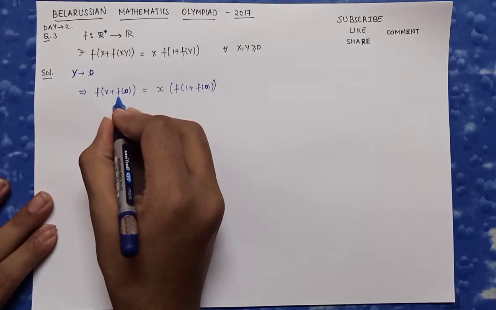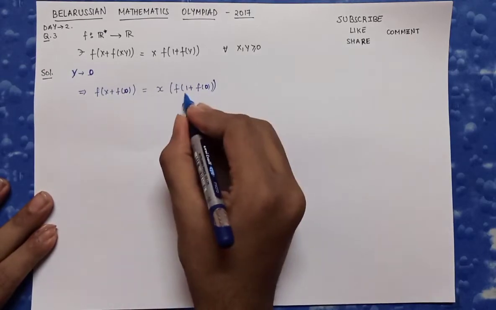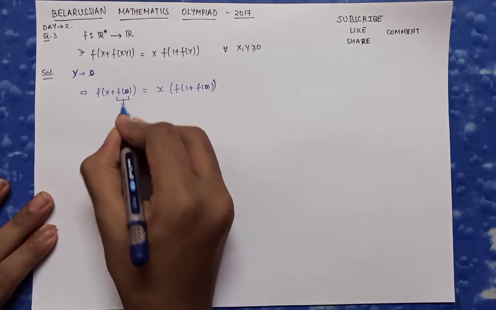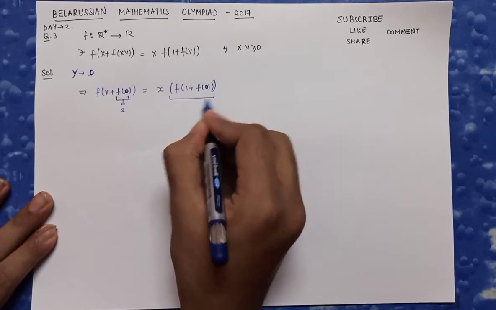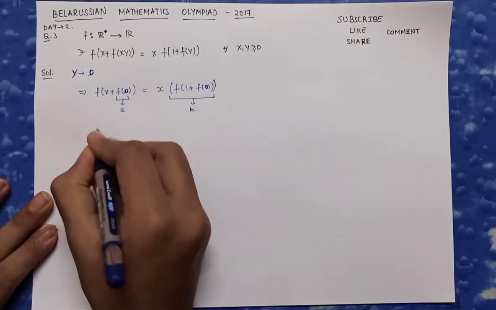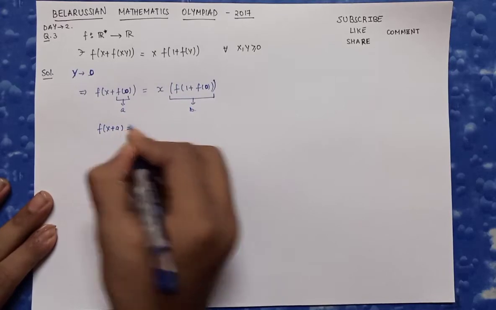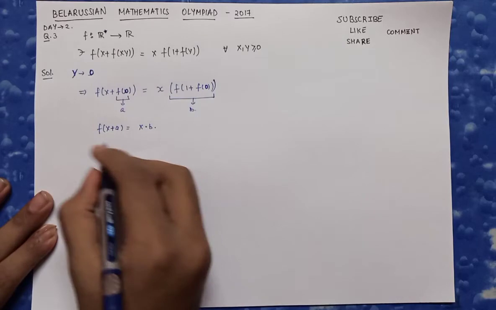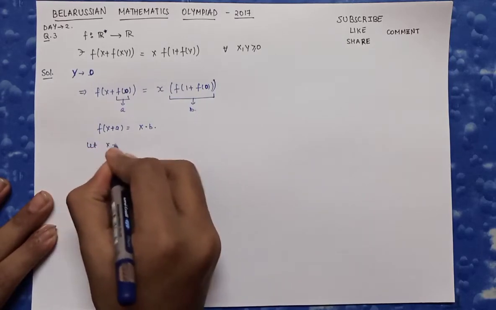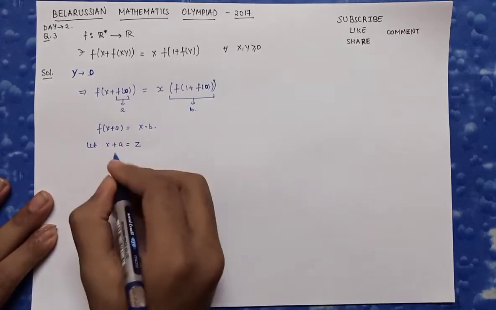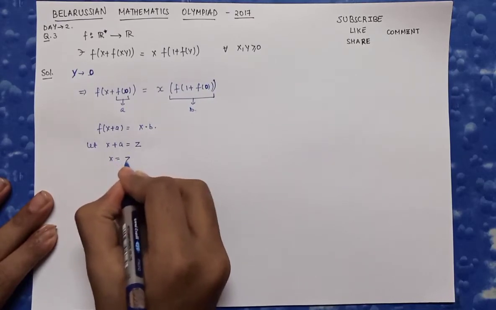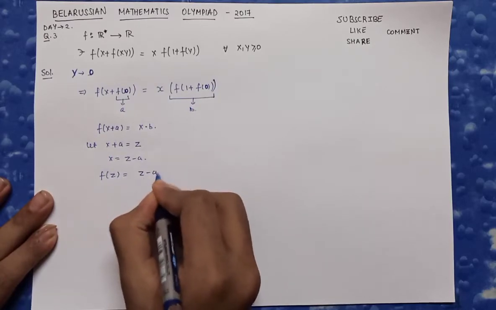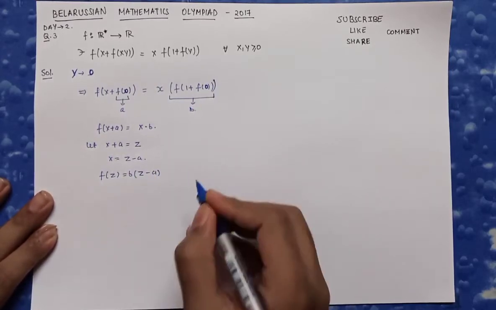Now we can clearly observe that f(0) is a constant part, and f(1) + f(0) is also a constant part. So let's call this constant a and this whole constant b. Then what I am getting is f(x) + a = x times b. Now let's substitute x + a = z, then we get x = z - a. So f(z) = (z - a) times b for all z belonging to the reals.